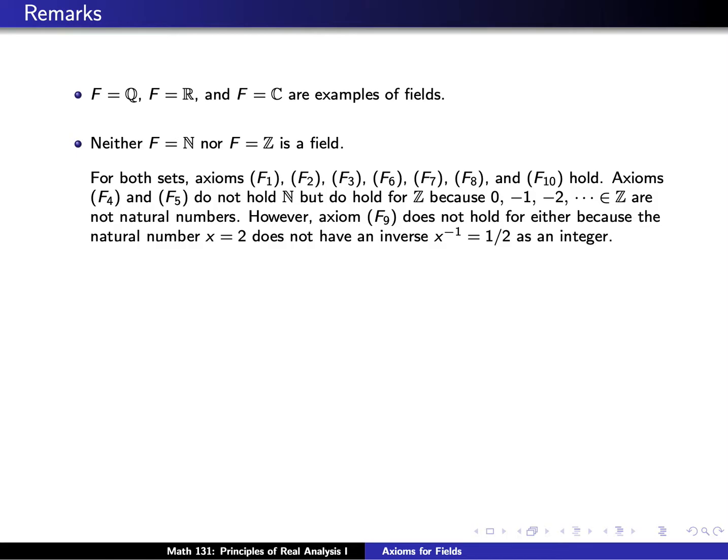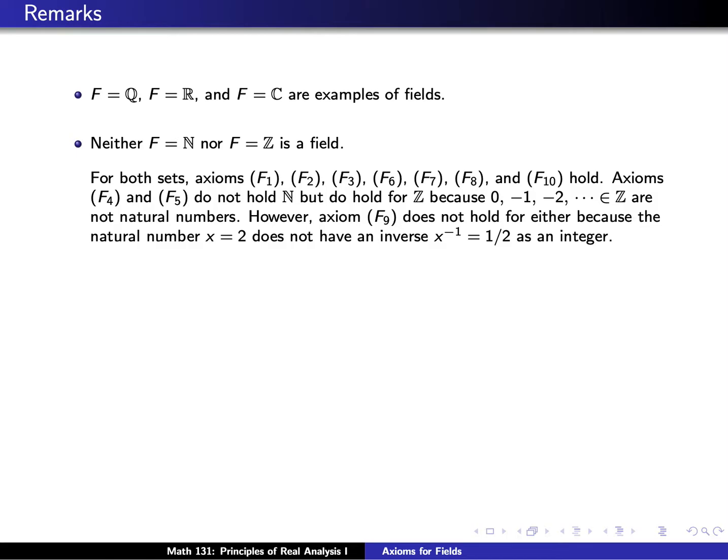So let's give some remarks here that will try to explain some properties of what we're seeing. Well, if F is either the rational numbers, the real numbers, or the complex numbers, these are each examples of fields. However, neither the natural numbers nor the integers form a field. Well, what's a little bit strange here is that of the 10 axioms, 7 of them do hold. F1, F2, F3, F6, F7, F8, and F10. However, it's axioms F4 and F5 that give us trouble.